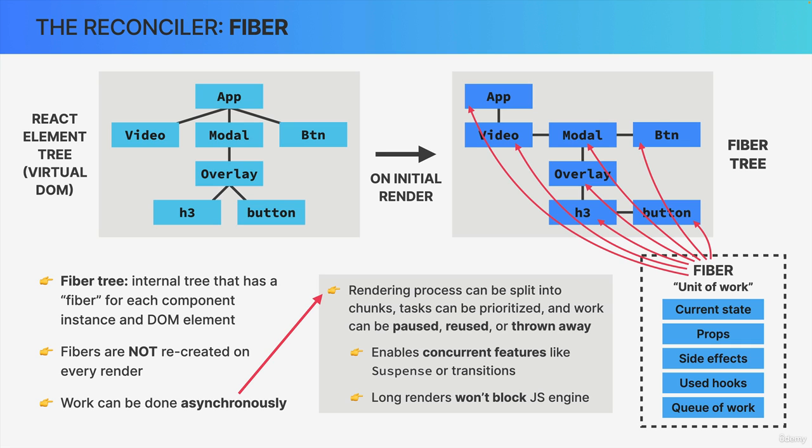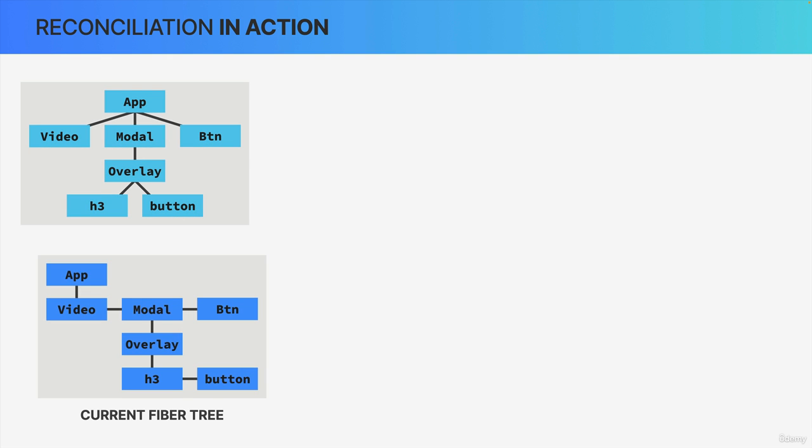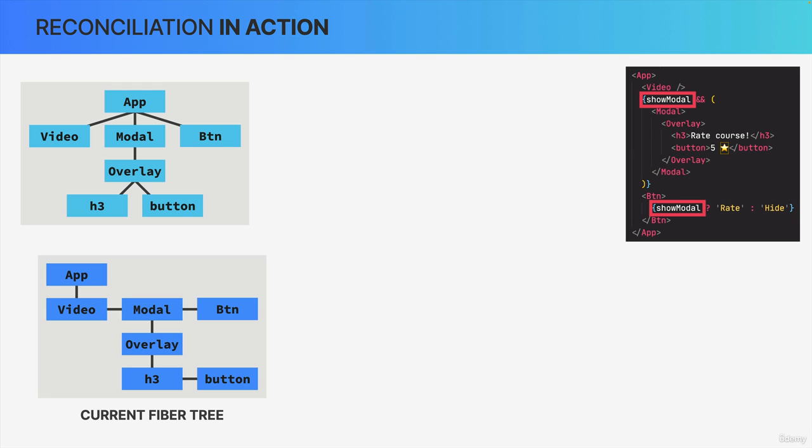Okay, so at this point we know what the fiber reconciler is and how the fiber tree works. But now it's time to talk about what fiber actually does, which is the reconciliation process. And the best way to explain how reconciliation works is by using a practical example. So let's take the virtual DOM and the corresponding fiber tree from the last slide, which correspond to this piece of code right here. So in the app component, there is a piece of state called showModal, which is currently set to true. And you can pause the video here to analyze it, but it's not really necessary.